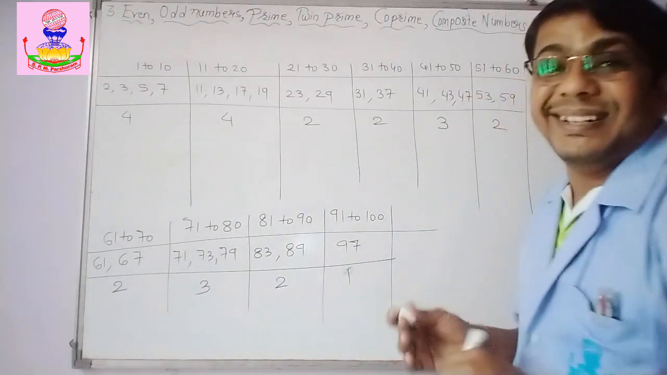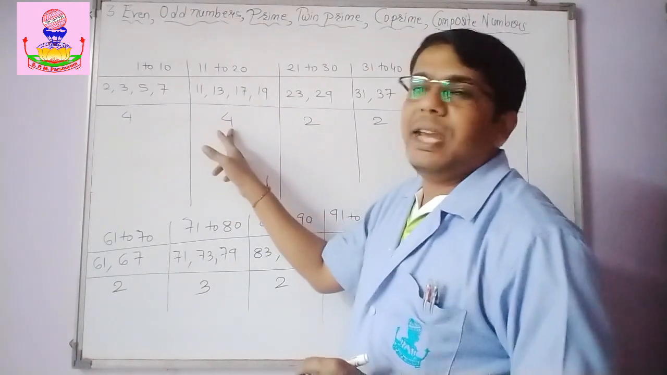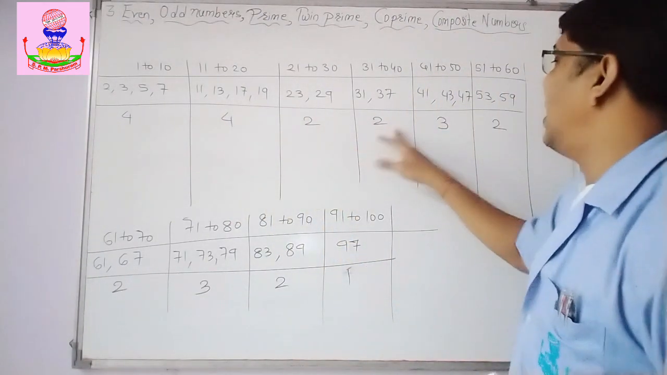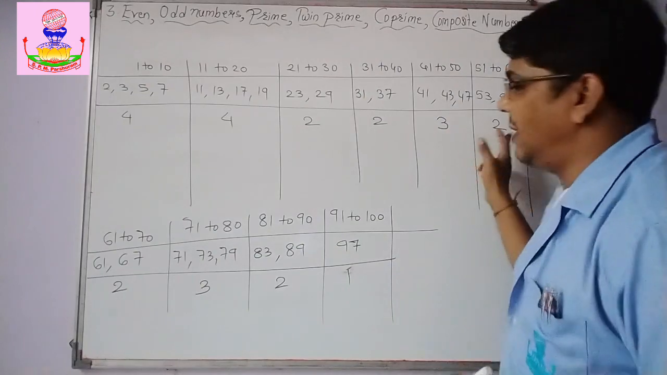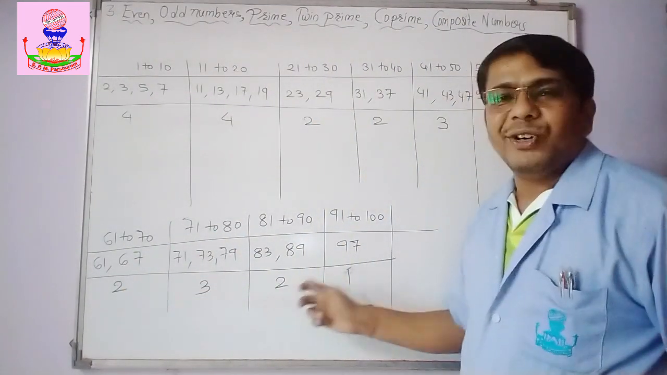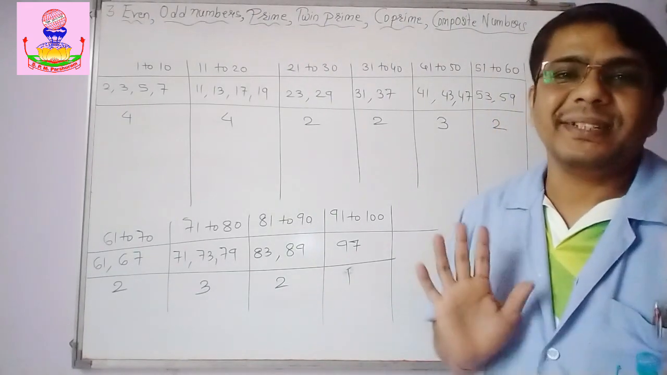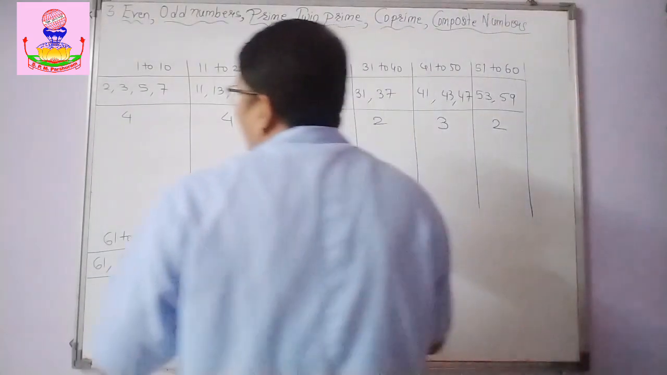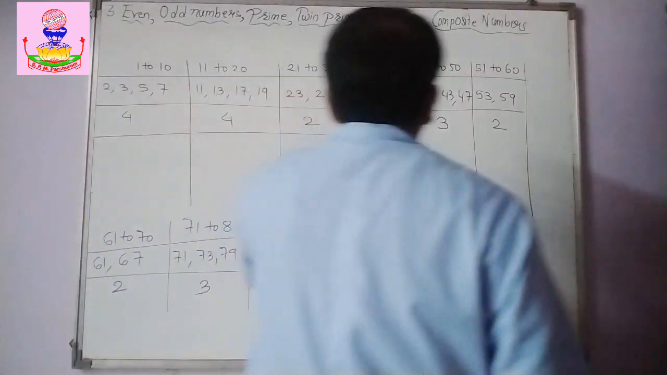Let us see the total. 4 plus 4, 8, plus 2, 10, plus 2, 12, plus 3, 15, plus 2, 17, 19, 22, 24 and 25. So we are right. Now, what we are going to do is find their sum.